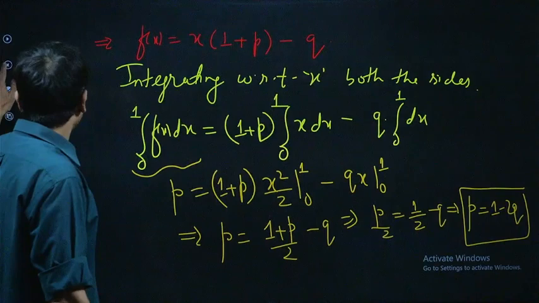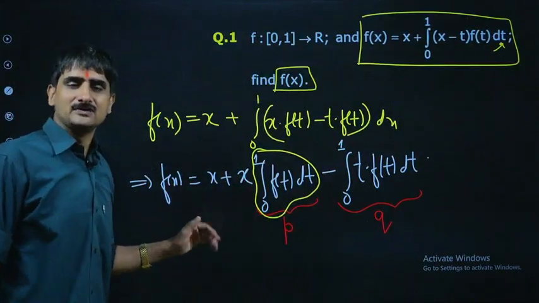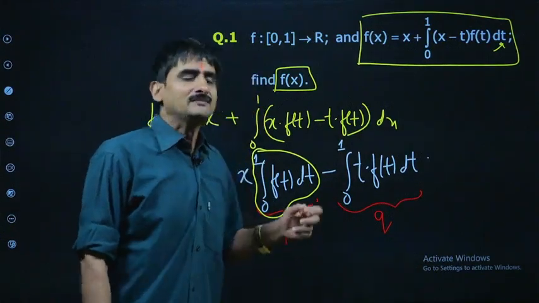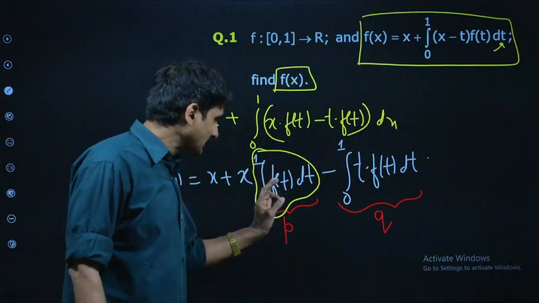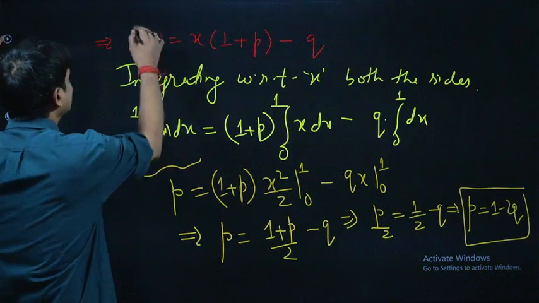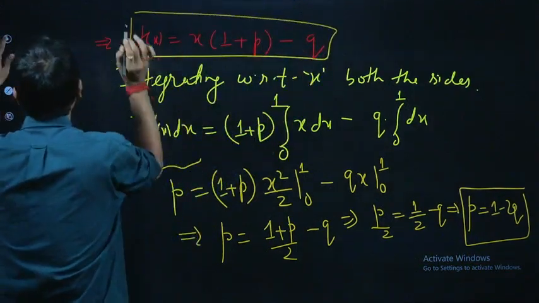See, the target here is, since we have to get f(x), we don't know it. Till we know f of x, how can we integrate it? Okay, so the point is that we need to get p and q here. Now what for q? For q, I will say, first multiply this by x on both sides.